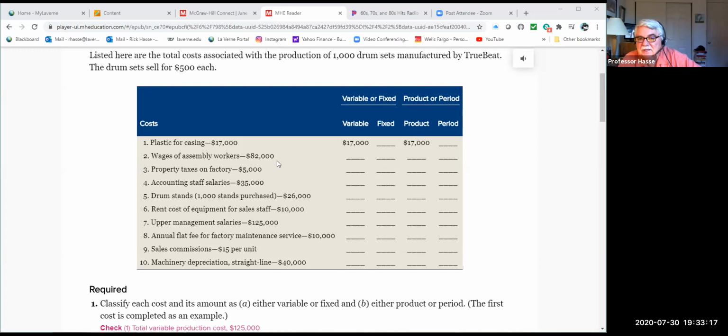Wages for assembly workers. That would be a variable cost, right? A variable cost. And it would be a product cost as well. Why? Because it's direct wages for assembly workers. The assembly workers are producing and putting together the drum sets. That's a product cost. Variable and product for the first two. I'm not going to fill these in. I'll let you guys do that.